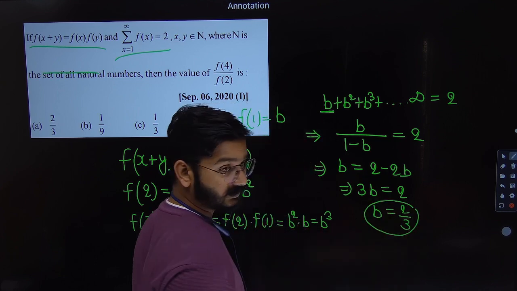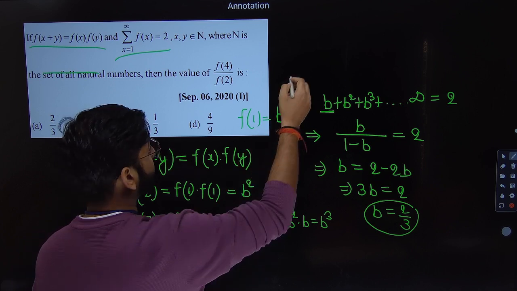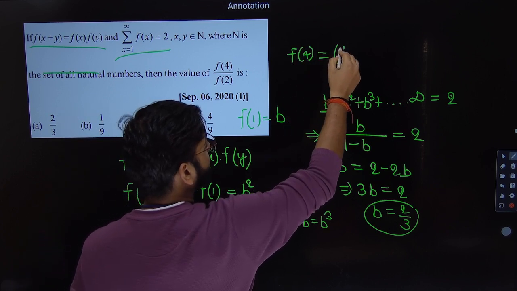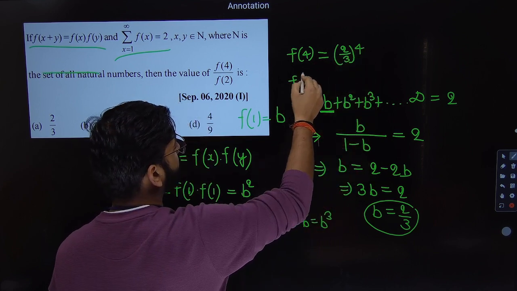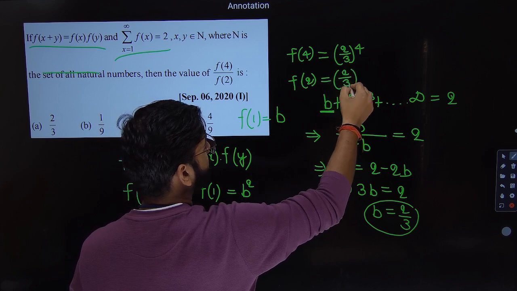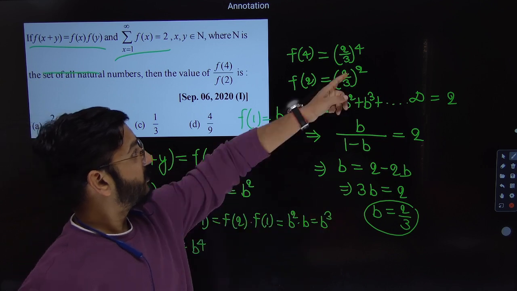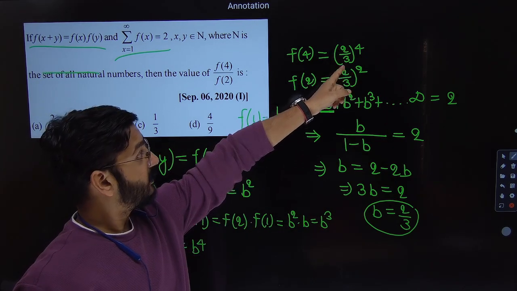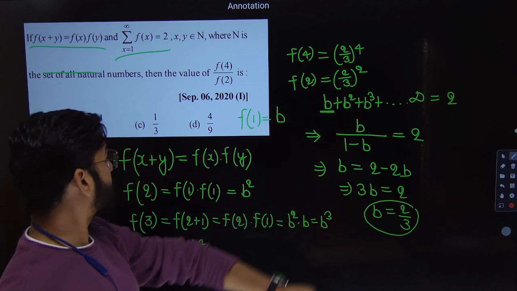So b is how much? 2 by 3. So we need to find f of 4. f of 4 is how much? 2 by 3 to the power 4. What will be f of 2? 2 by 3 to the power 2. So when you divide both, what will happen? 2 to the power 4 by 2 to the power 2 is 4, and 3 to the power 4 by 3 to the power 2 is 3 to the power 2. What is the answer?